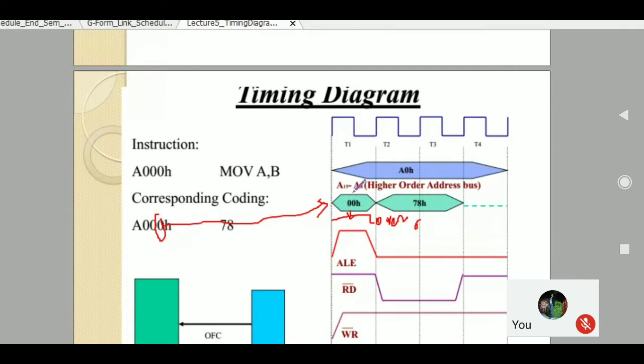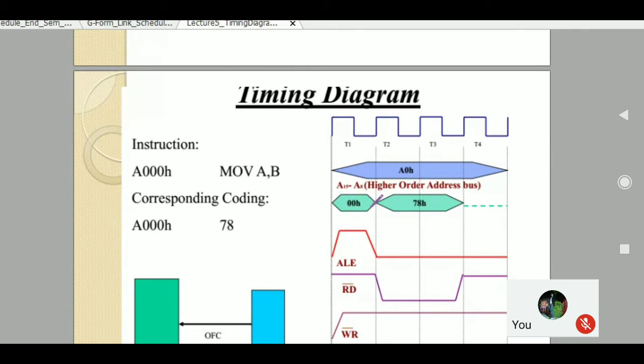And again, how are you going to draw this one? You just need to make the transition here. It will remain high in this clock cycle one only, and we will finish loading this address by T1 only. But for the higher order address, we need to load up to T4, while for the lower order, we need to load only up to T1.